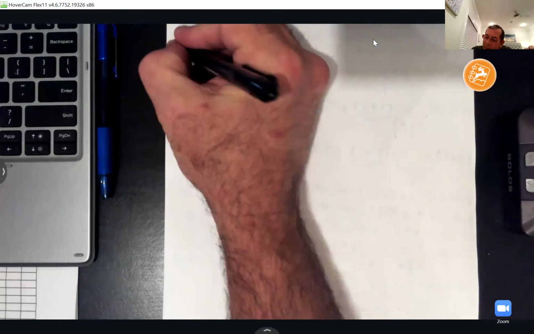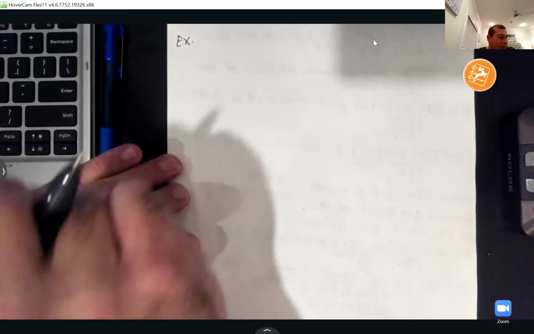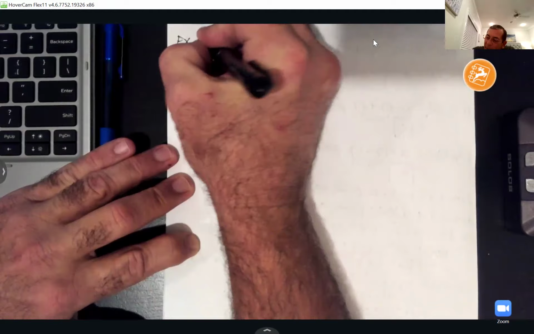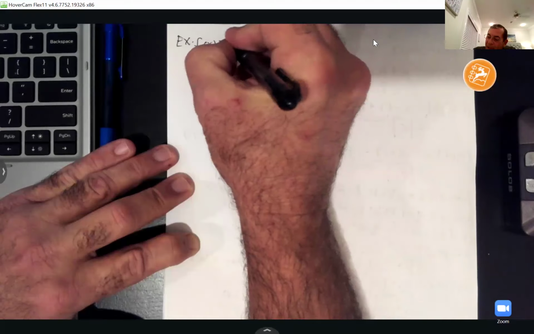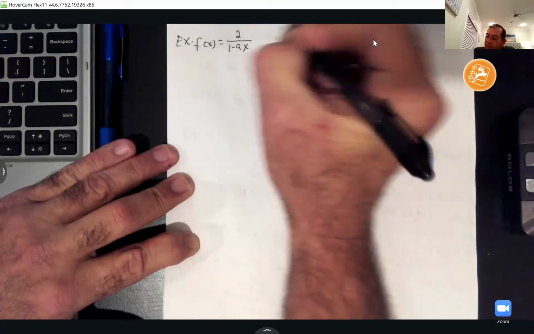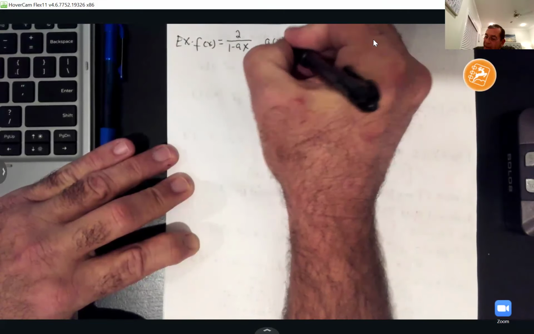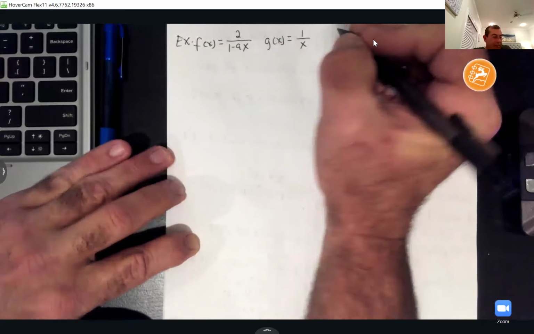All right, now you know they're not going to give us every problem, negative infinity to infinity on them domains, right? So we're still doing the same thing. We're going to find f of g of x, g of f of x, the domain of each. But y'all, this time, look at this. F of x is going to be 2 divided by 1 minus 9x. G of x is going to equal 1 over x.